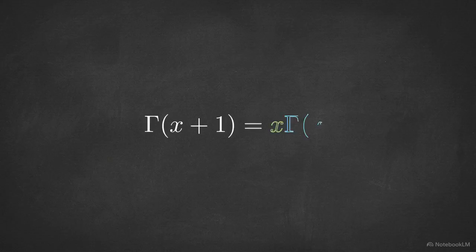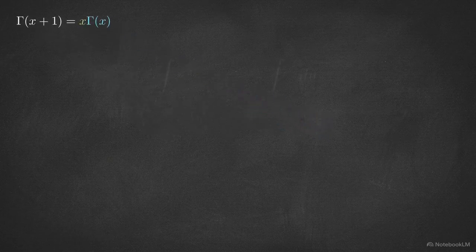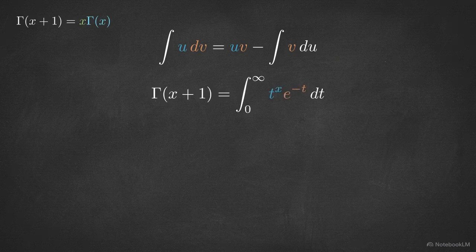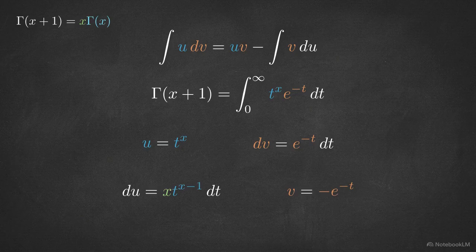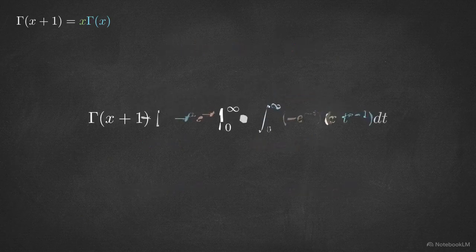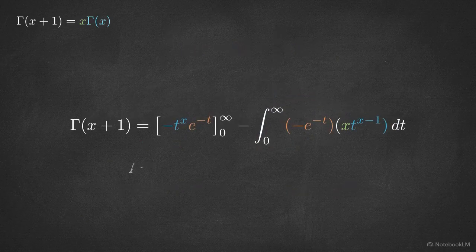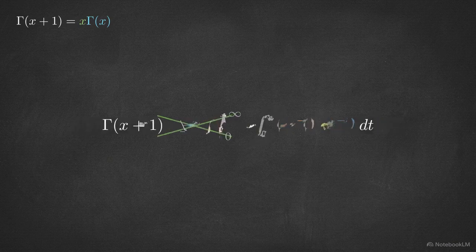We are looking for this specific relationship. Gamma of x plus 1 should equal x times gamma of x. We can derive this using integration by parts. We'll set up our substitution by assigning the polynomial piece to u and the exponential piece to dv. When we evaluate the first part of the formula across our boundaries, from 0 to infinity, the entire term vanishes. The 0 bound eliminates the start, and exponential decay eliminates the end.